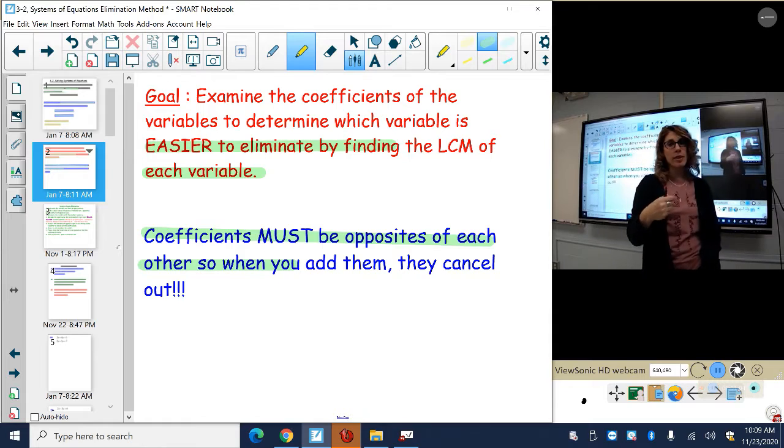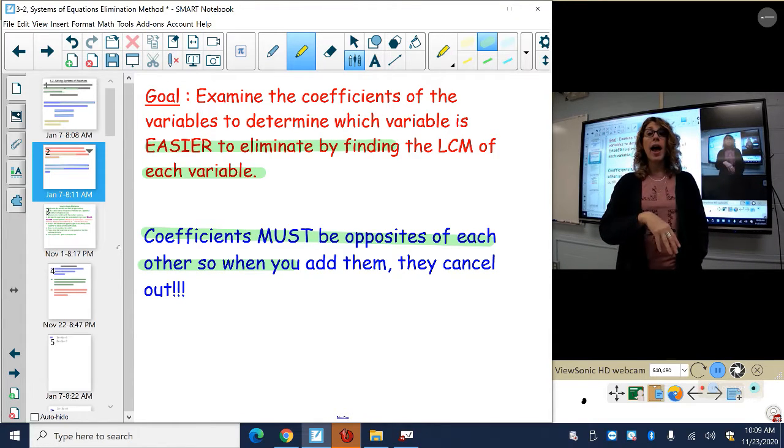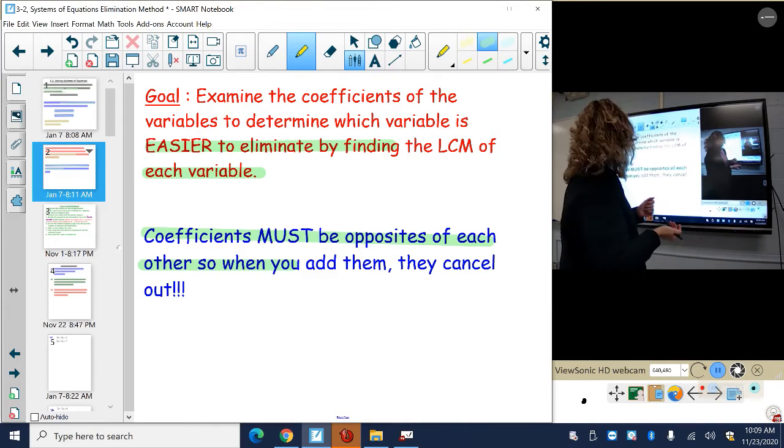What do I mean whenever I say they must be opposites of each other? I have to have a negative 2x and a positive 2x. I need to have a negative 10y with a positive 10y. That's what I mean whenever I say opposite coefficients. When we're talking coefficients, we're talking about the same letter coefficients, okay?